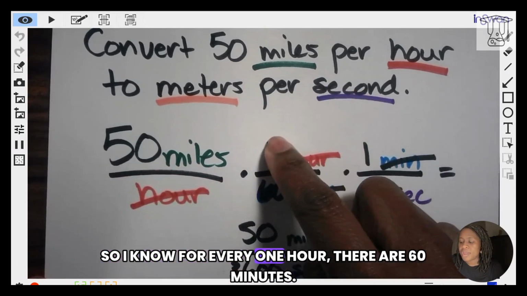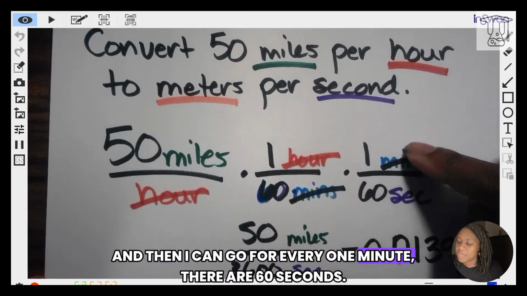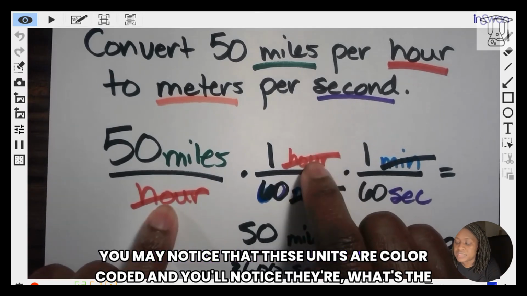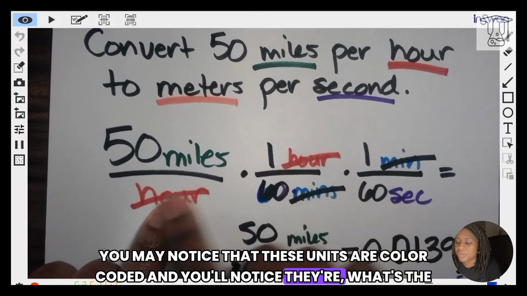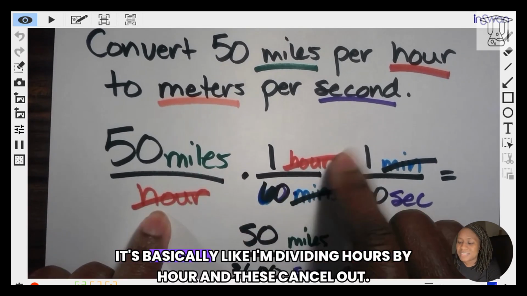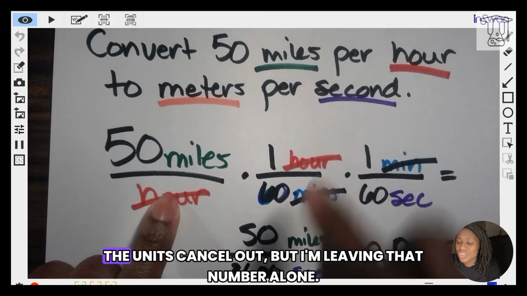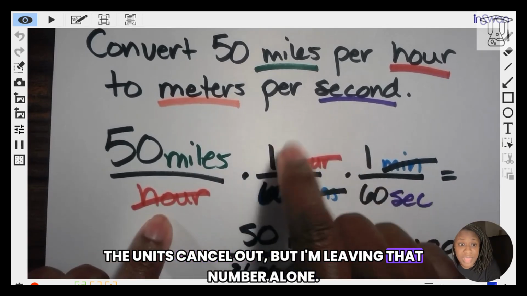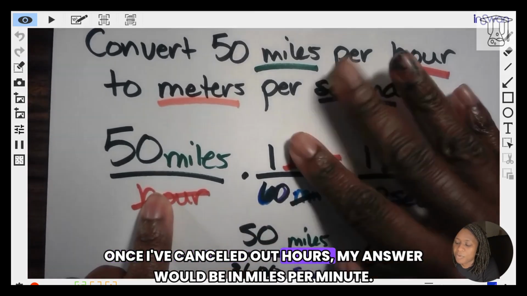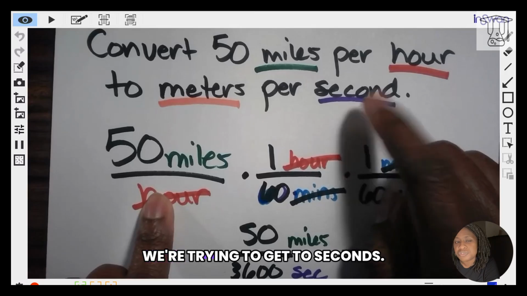So I know for every 1 hour, there are 60 minutes. And then for every 1 minute, there are 60 seconds. You may notice that these units are color coded, and they're diagonal from one another. It's basically like I'm dividing hours by hours, and these cancel out. The units cancel out, but I'm leaving that number alone. Don't cancel out the number. Once I've canceled out hours, my answer would be in miles per minute. But that's not what we're trying to get to. We're trying to get to seconds.